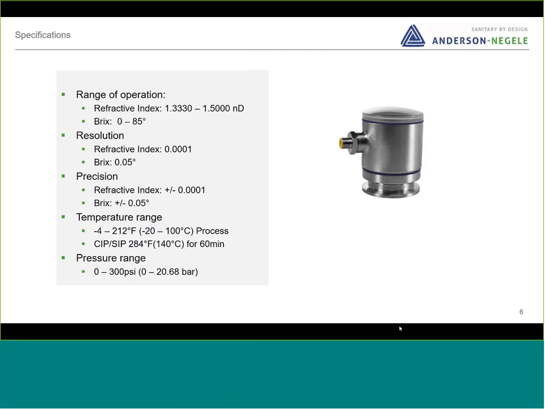Temperature range is from -4 to 212 degrees F for process. And then if we have a SIP application where we're going to sterilize, we can go up to 284 degrees F or 140 C for 60 minutes. Lastly, the pressure range on this device is rated at 0 to 300 PSI.